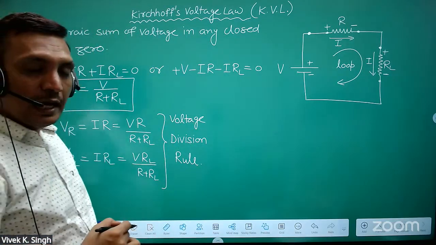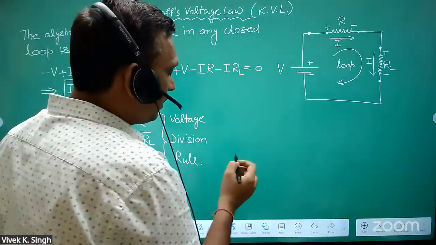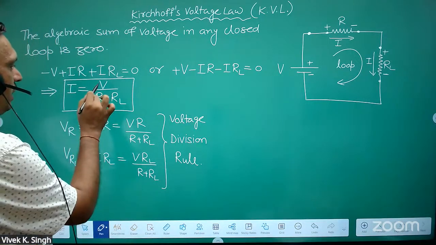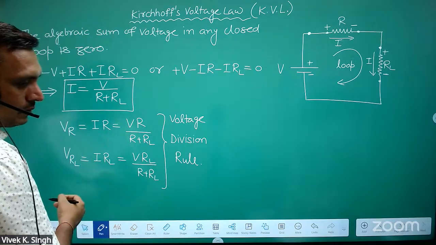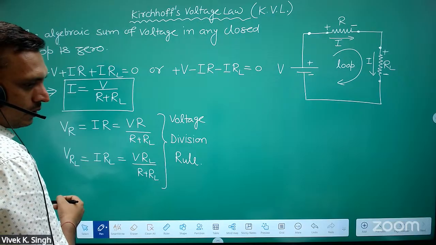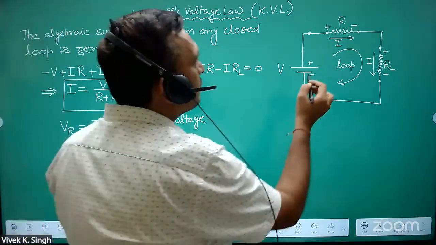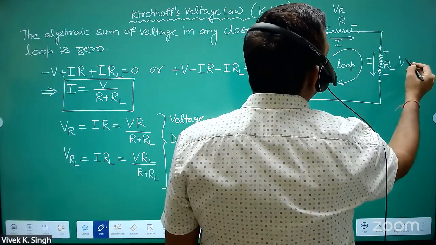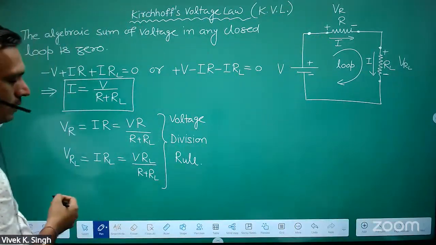We can also have current division rule. Sir, what is VR? V into R. I is what? V by R plus RL. So I into R is V into R by R plus RL. VR and VRL, is there any difference, sir? VR is voltage across R resistance, VRL is voltage across RL. Is there any confusion? No sir. Okay, thank you sir.